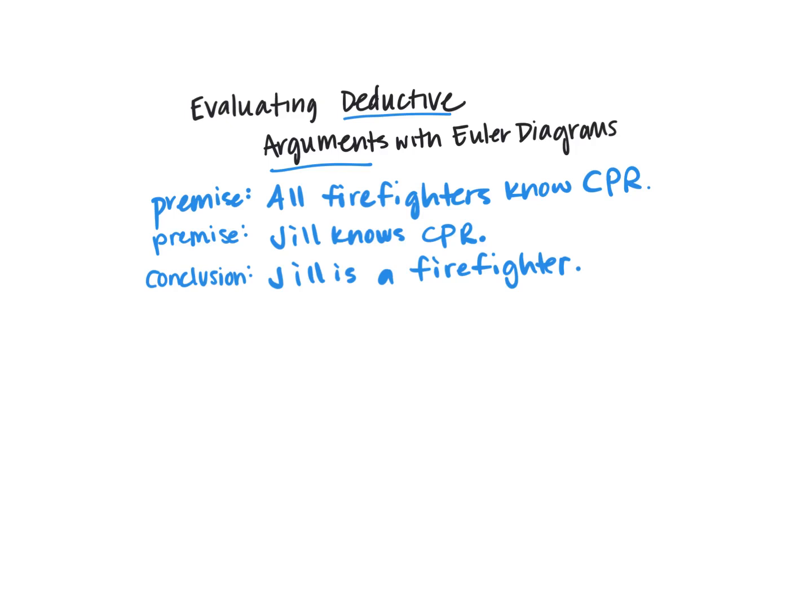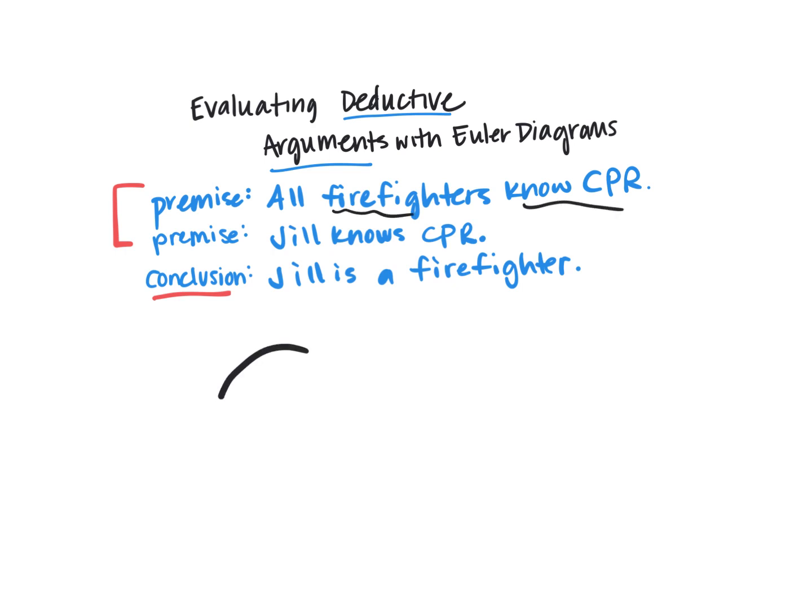All right, we're going to look at a couple more examples of evaluating deductive arguments with those Euler diagrams. So we are given two premises. The first premise is that all firefighters know CPR. We are also given that Jill knows CPR. And so we're looking to see if this is a valid argument, and if we can conclude that Jill is a firefighter.